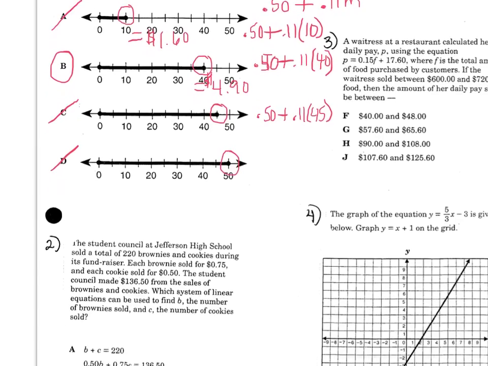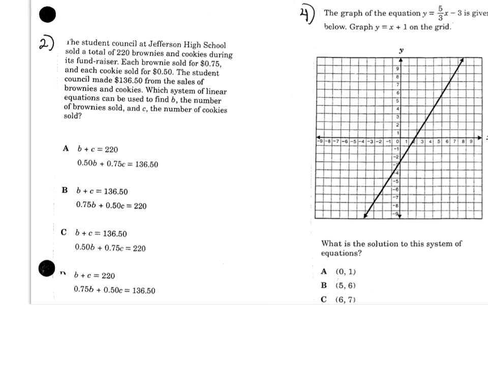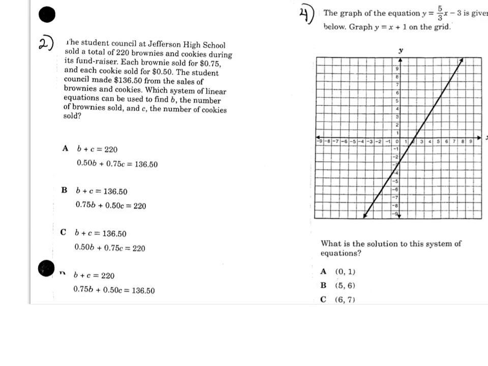Okay, so let's move on to example 2. Example 2 says the student council at Jefferson High School sold a total of 220 brownies and cookies during its fundraiser. Each brownie sold for 75 cents and each cookie sold for 50 cents. The student council made $136.50 from the sales of brownies and cookies. Which system of linear equations can be used to find B, the number of brownies sold, and C, the number of cookies sold?